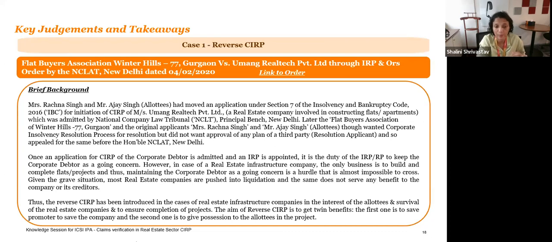Thus, reverse CIRP has been introduced in the cases of real estate infrastructure projects in the interest of the allottees and survival of the real estate companies and to ensure completion of projects. The aim of reverse CIRP is to get the twin benefits. The first one is to save the company as a whole from insolvency, and the second is to give possession to the allottees in the project.